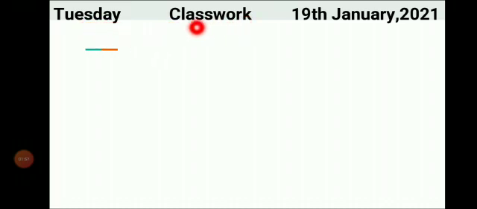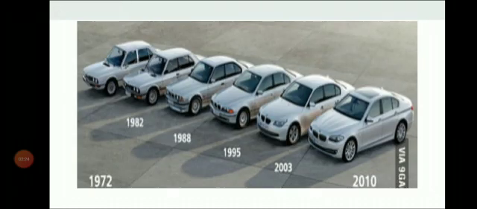Write classwork. C should be capital. Again give some space and then write 19th January, 2021. So be careful, don't write 2020. The year has been changed, so you have to write here 2021. Okay, and J should also be capital. I hope you have written the day and date properly.